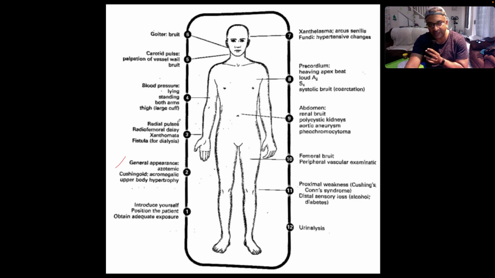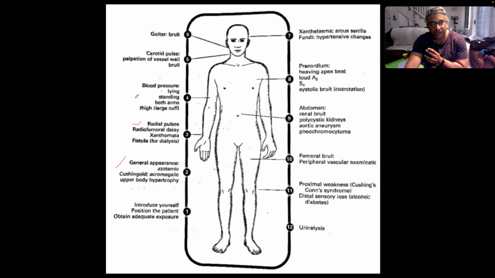Then you go through and examine the radial pulses. You check for radiofemoral delay, which speaks to coarctation, as well as radial delay, which may speak to pulse inequality or subclavian steal. Are there any xanthomata, any fistula for dialysis, which probably implies target organ damage from the hypertension?